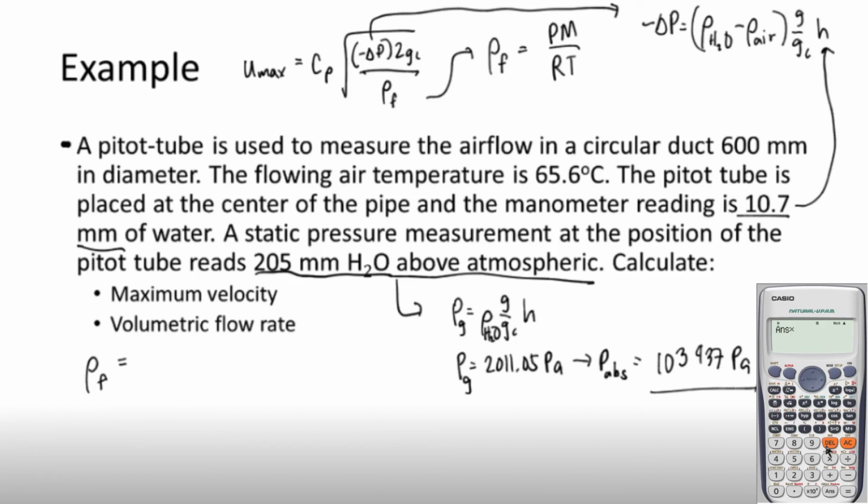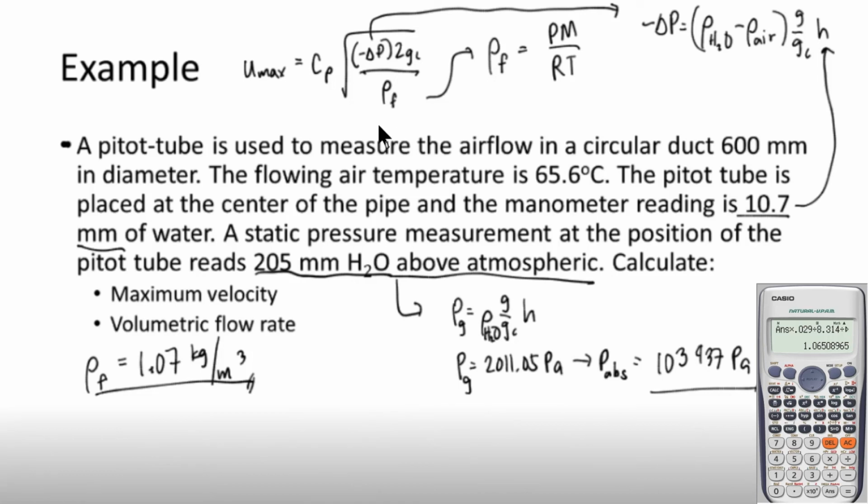We can now substitute this to our density for air, that is pressure, 103,437, times the molecular weight of air, 0.029 kilograms per mole, divided by R, 8.314 joules per mole per Kelvin, divided by the absolute temperature, 65.6 degrees Celsius plus 273.15. The density of our air is 1.07 kilograms per cubic meter. This is the density that we're going to use for our calculation of maximum velocity.